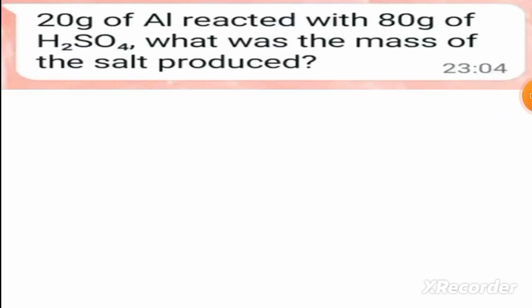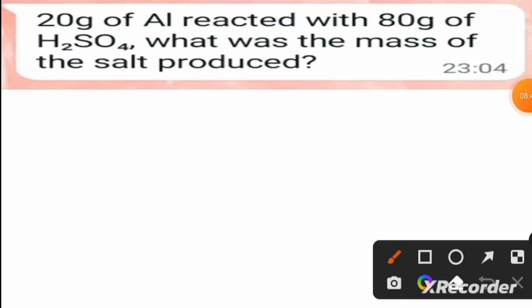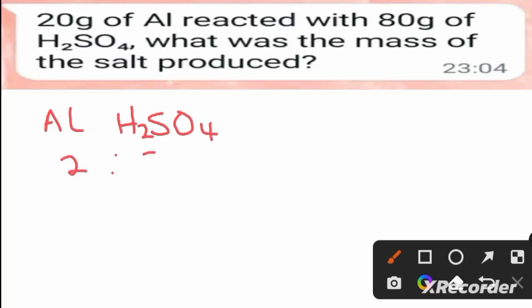We are having aluminium and sulfuric acid, and the ratio is 2 to 3 according to our balanced chemical equation.